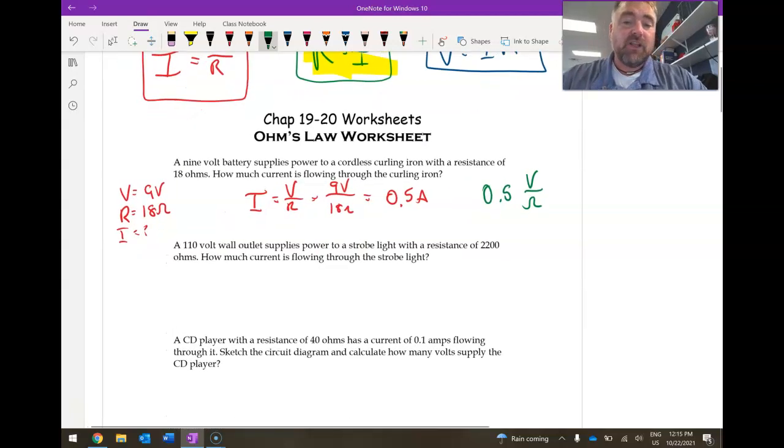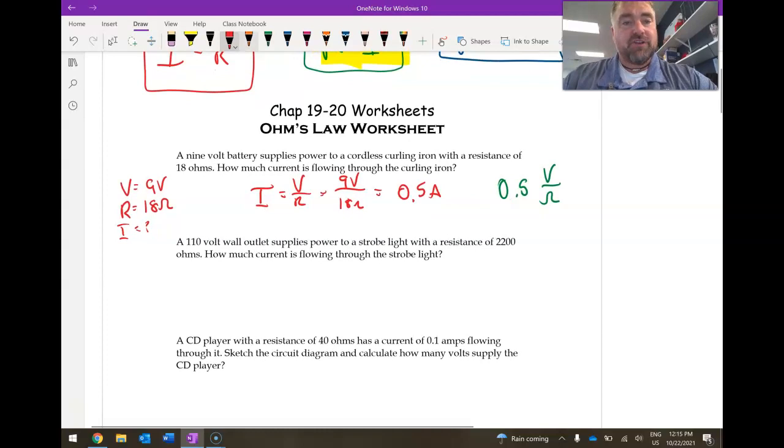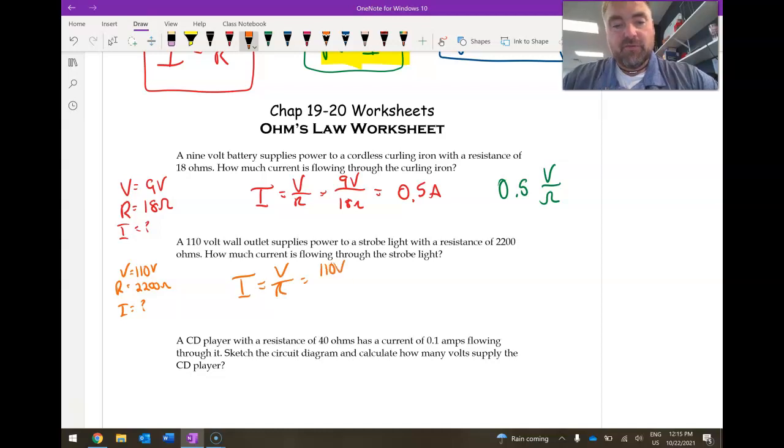All right, if we look at the next one, it says we have a 110 volt wall outlet, so we know the voltage is 110 volts. It's going to power a strobe light with a resistance of 2200 ohms. So my resistance is 2200 ohms, and again, they want to know how much current's flowing through. My equation is the same one as before: I is equal to V over R. So V is 110 volts, my resistance is 2200 ohms, and when I divide those, I get a whopping 0.05 amps. Or if you want to go scientific notation, 5 times 10 to the negative second. But the 0.05 is perfectly fine.